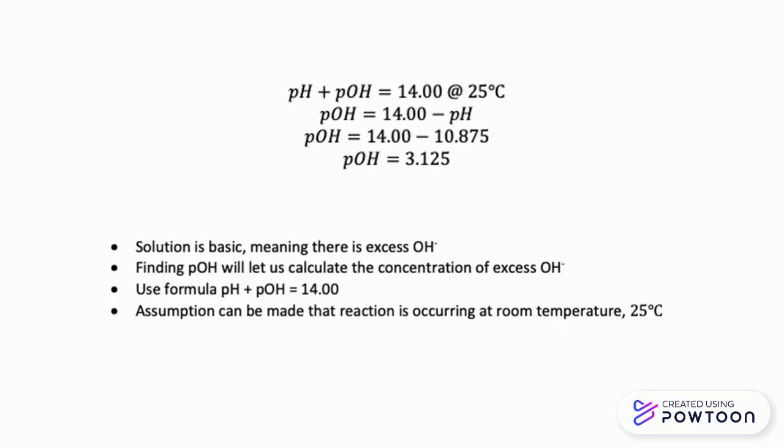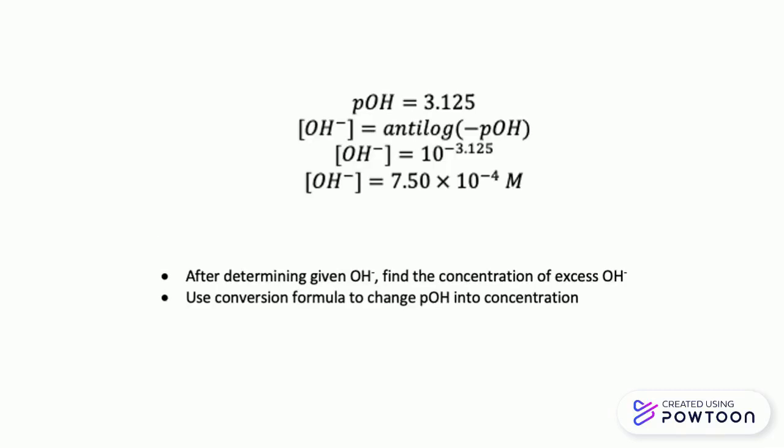3.125. Because hydroxide is in excess, we know that the concentration of hydroxide excess is equal to the concentration of hydroxide given minus the concentration of hydronium given. Our concentration of hydroxide given is 0.00120. To find our concentration of hydroxide in excess, we need to reference our pOH value of 3.125.